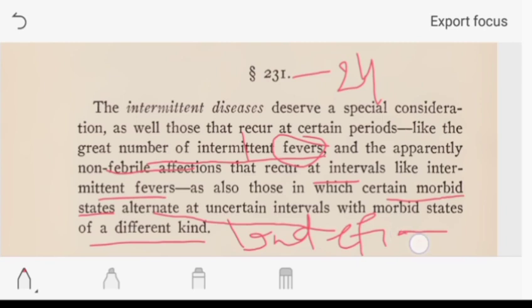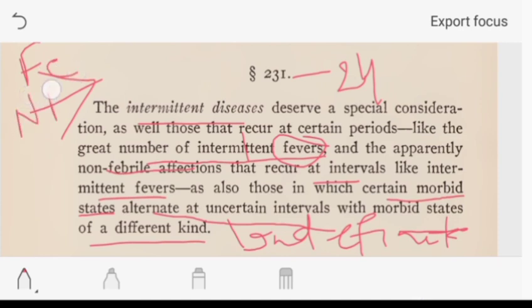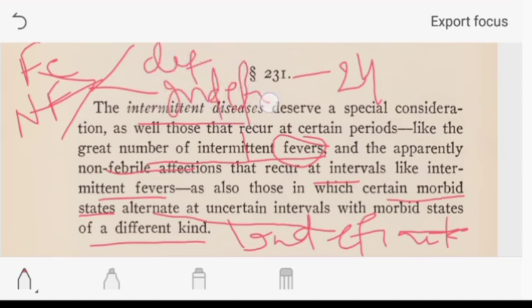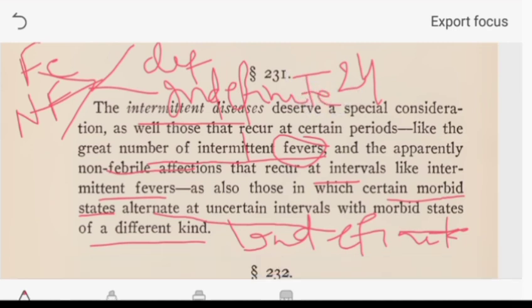So from this aphorism, what are the things we discussed? Intermittent disease is mainly of two types, but we have rather divided it into three types. One is febrile, another is non-febrile, and another is the alternating type of state, that is alternating non-febrile intermittent disease. According to the time of recurrence of a period, there are two types: one is definite and another is indefinite. Okay, from this discussion I hope you all understand the gist of aphorism 231.